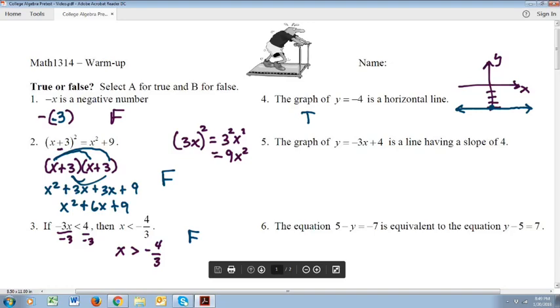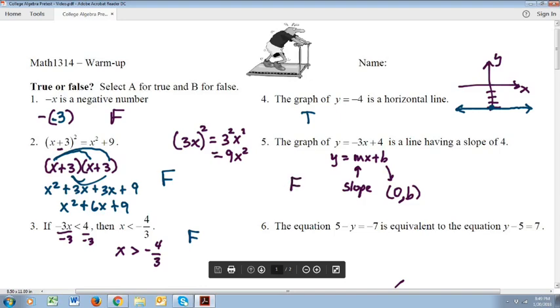On number 5, this is in the form y equals mx plus b, slope-intercept form. m stands for slope, and our y-intercept is (0, b). So that's why we call this slope-intercept form. It gives us the slope and the y-intercept. And in fact, the slope here is actually negative 3. So this is backwards. The y-intercept would actually be the 0.04. So this is also false.